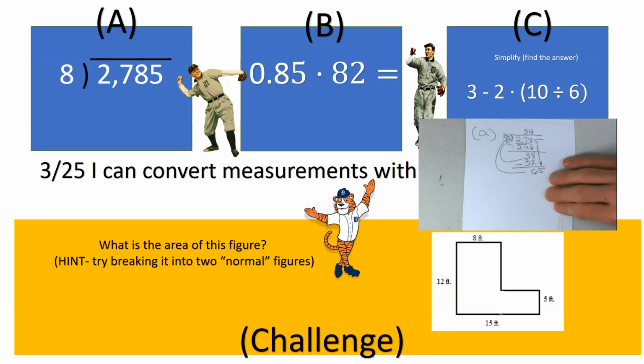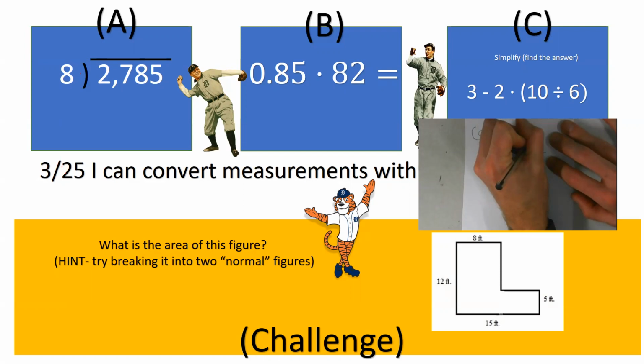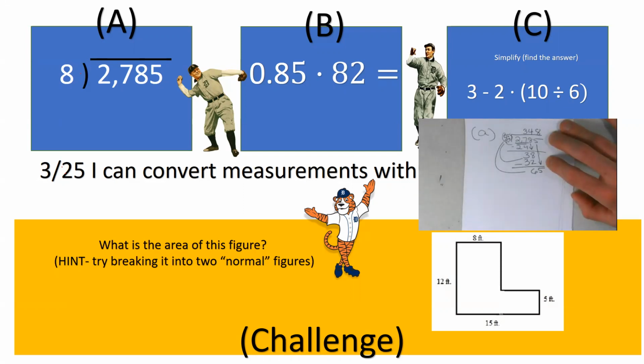How many 8s are in 65? 8 times 8 is 64. Shut your mouth and shut the door. Someone told me that once, something like that at least. Now there's 1 left over.